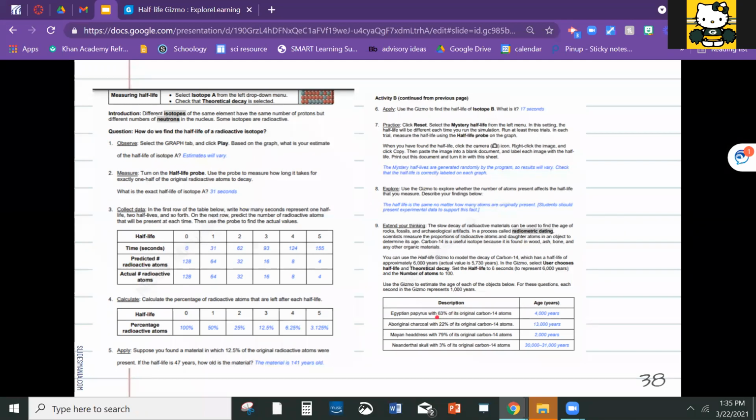Here, some charcoal has about 22% original, so it's about 13,000 years old. Here they found a headdress and it has about 79%, so it's not as old, it's about 2,000 years old. And then they found a Neanderthal skull, and it had very little left, about 3%. So it's about 30,000 years old. And I wanted to make sure that I mentioned this because this is kind of the application for science of figuring out this half-life.